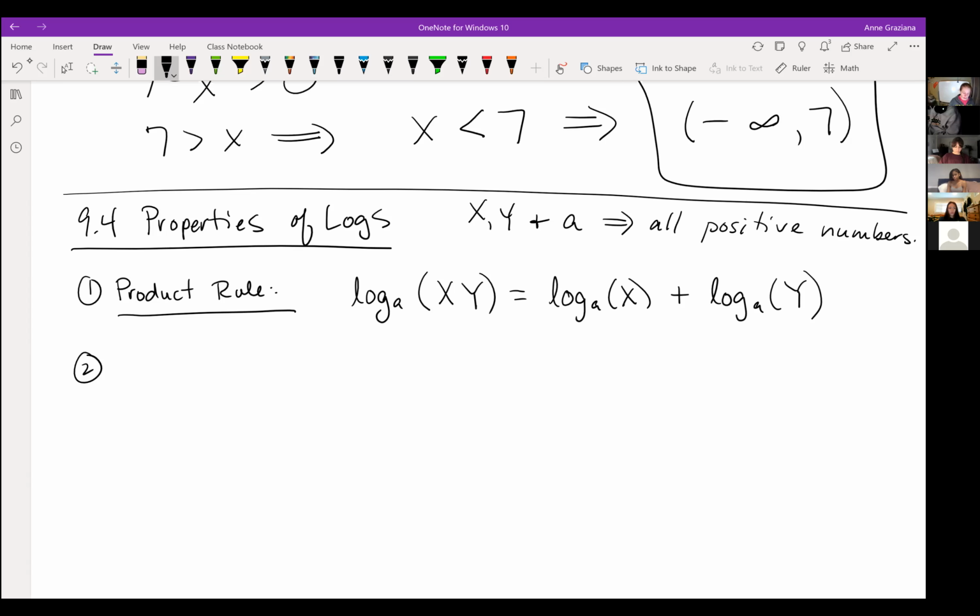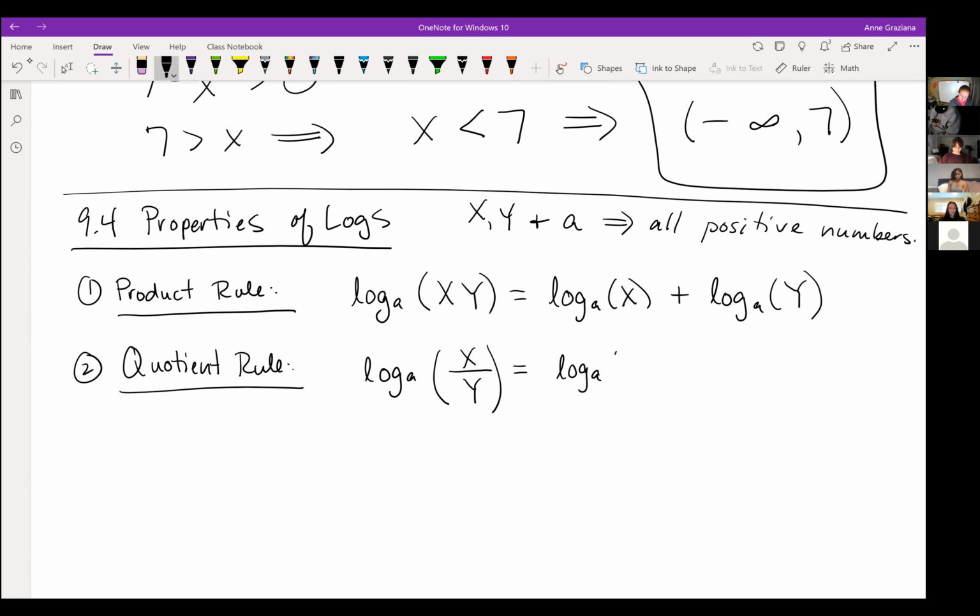Here's my second property. It's called the quotient rule. If I have log base a, now this time it's a quotient, so that's division. Quotient means division. So x divided by y, I can break this up: log base a of x minus log base a of y.